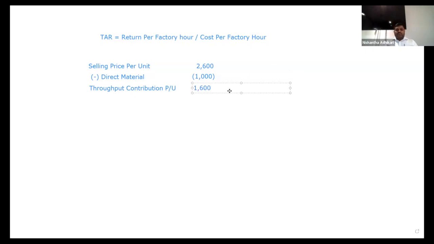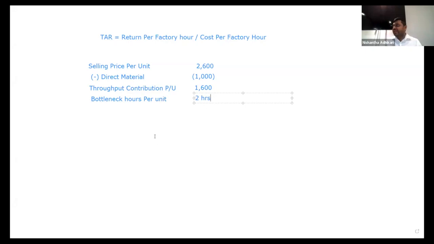Throughput contribution per unit is 1600. But this is not sufficient. Now you have to calculate return per bottleneck hour, return per factory hour. The bottleneck hour is the limited resource, machine time. Therefore, how many machine hours are required per unit? In the illustration, say 2 machine hours required per unit. I will say bottleneck hours per unit is 2 hours.